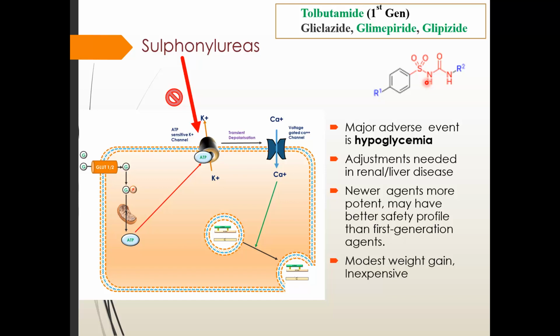sulfonylurea. Another problem is that it has very high amount of drug-drug interactions. There are so many drugs like antifungals and proton pump inhibitors, corticosteroids. They have drug-drug interactions with this group of drugs, especially because they are metabolized in liver. So any drug that alters the hepatic metabolism by CYP system will alter the concentration of sulfonylurea, and the effect of sulfonylurea will also get altered.